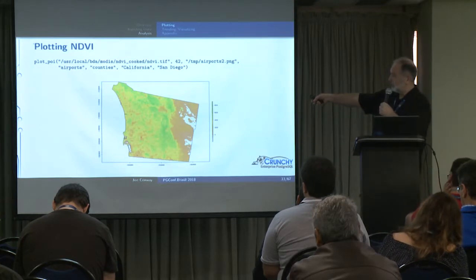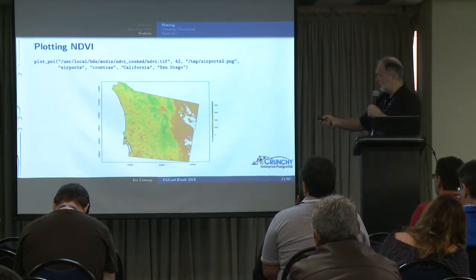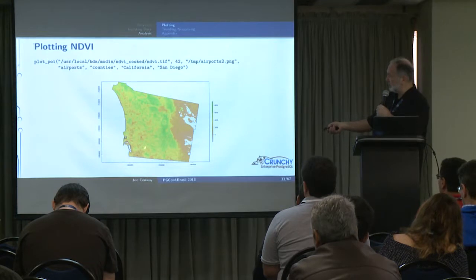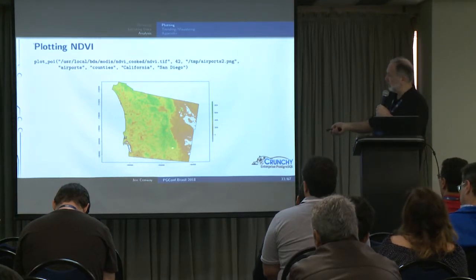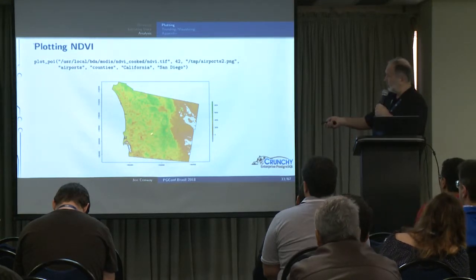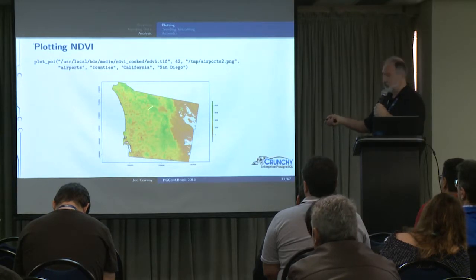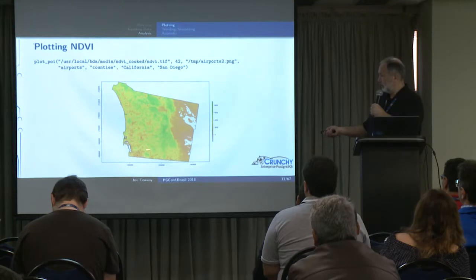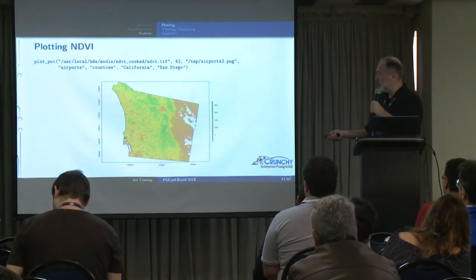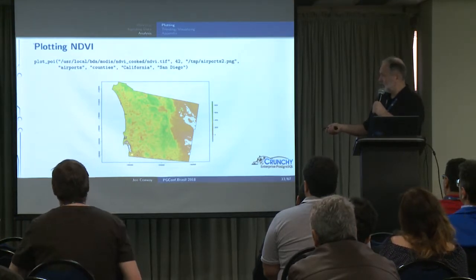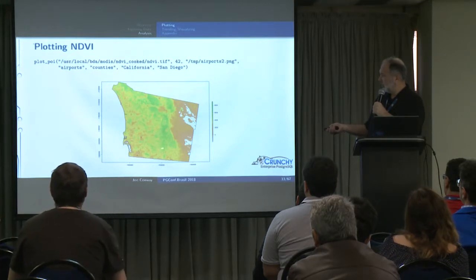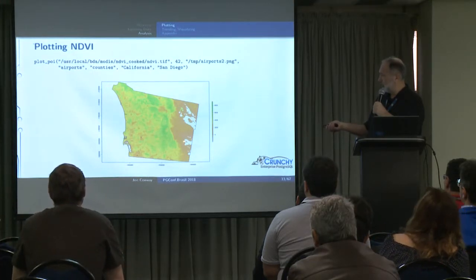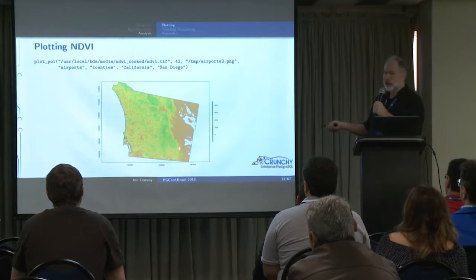And so now when I do that, this looks like the picture you saw earlier, with the three dots for the airports and the administrative boundary, but now it's colored. And the areas that are green are the areas with the most vegetation. And you can see, if you weren't aware, San Diego is basically right on the ocean, you don't have to go very far east before you hit desert.